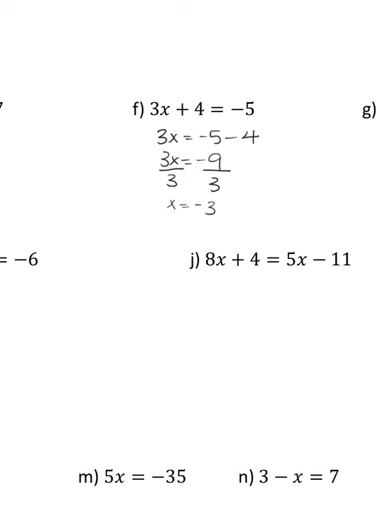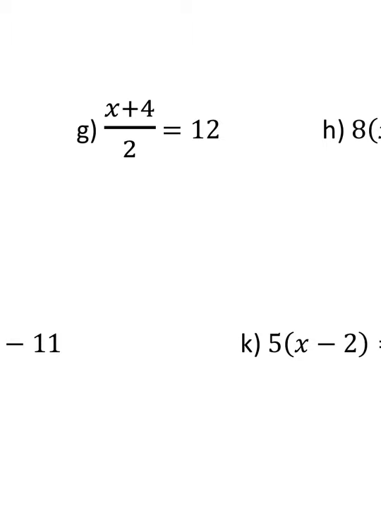Okay. So now let's look at G. In G, I'm dealing with a fraction. I'm dividing everything by 2. Let's get rid of that fraction first by multiplying both sides by 2. Okay, so if I multiply my left-hand side by 2, I'm going to be left with x plus 4 because my 2's are going to cancel, but I'll show you that.